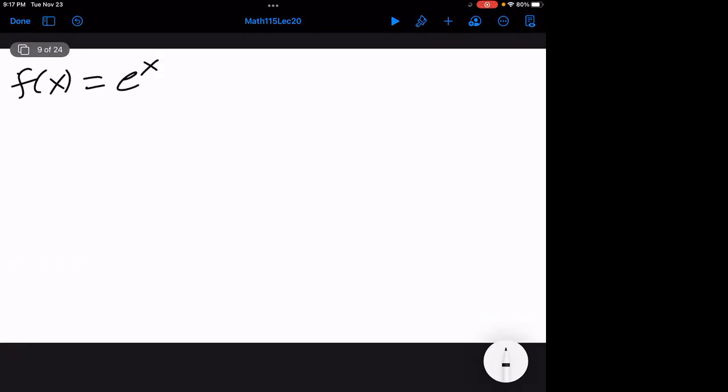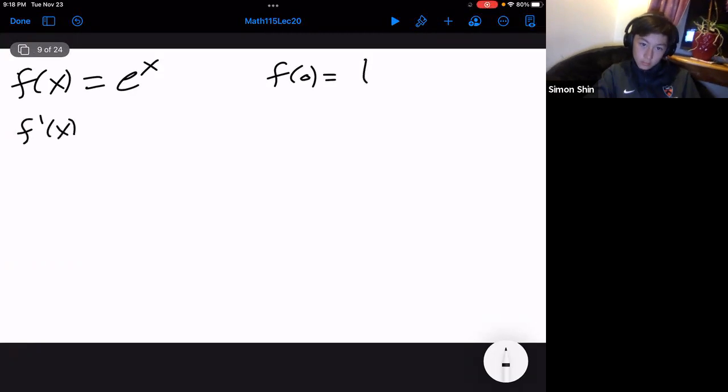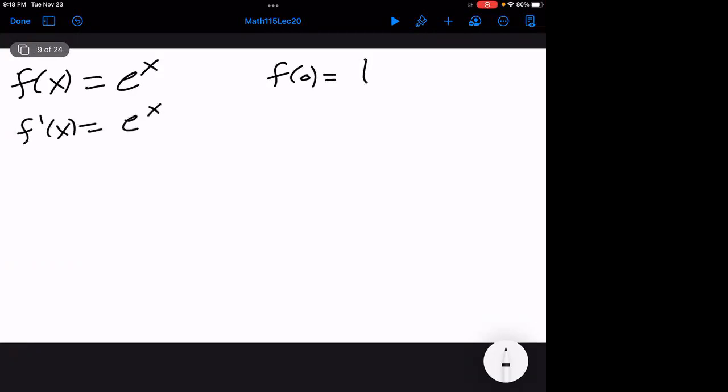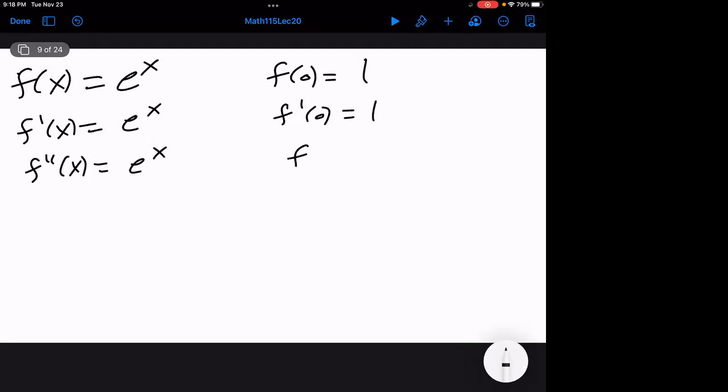What's f of 0? What's e to the 0? 1. What's f prime of x? e to the x. Let's assume we somehow know the derivative of e to the x is e to the x. What's f prime of 0? 1. What's f double prime of x? e to the x. What's f double prime of 0? 1.